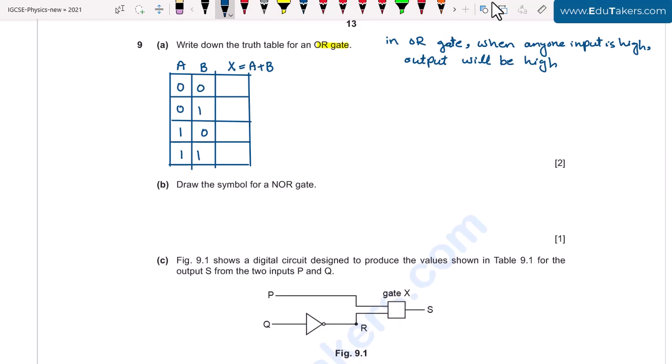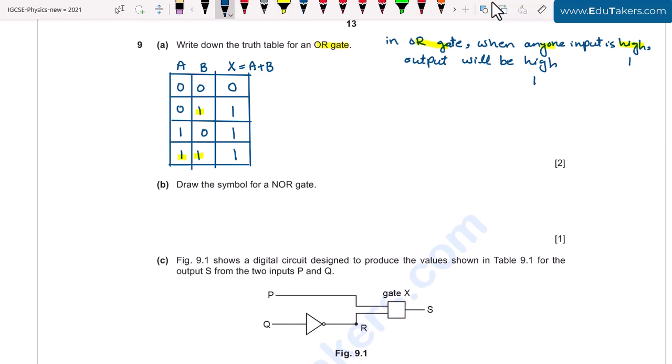So in the OR gate, from this statement that in the OR gate, when any one of the inputs is high, means it is 1, the output will be 1. So 0 0 means that the output will be low, it is 0. Here it is 1, that is high input, the output will also be equal to 1. So 1 and 0 also give 1 because one input is high here, and in the last combination both of the inputs are high. So the output will be high. I write here 1.